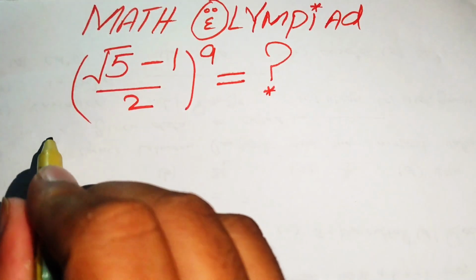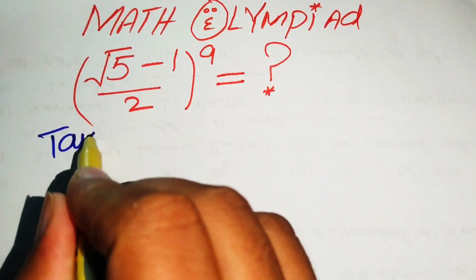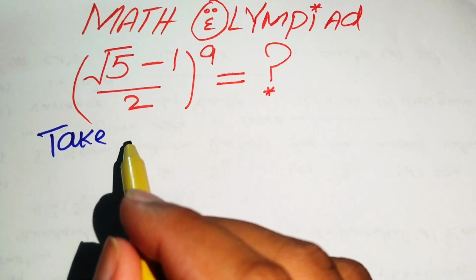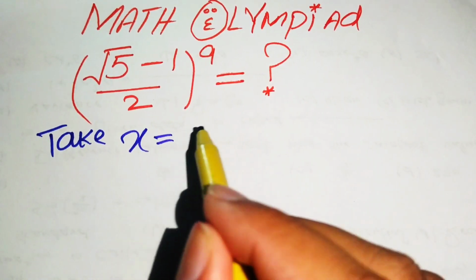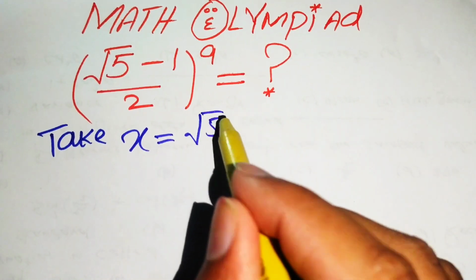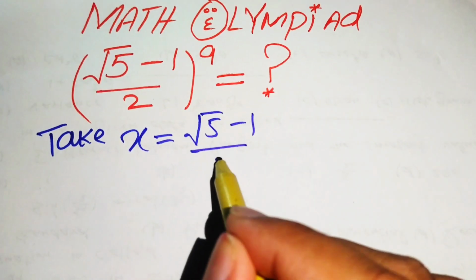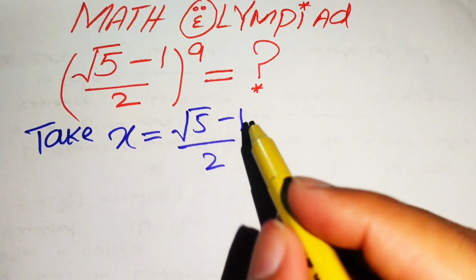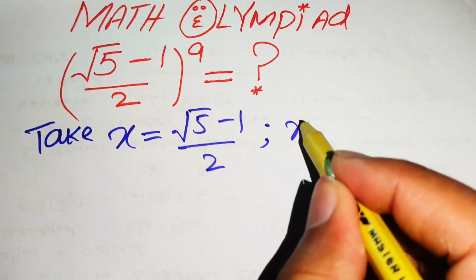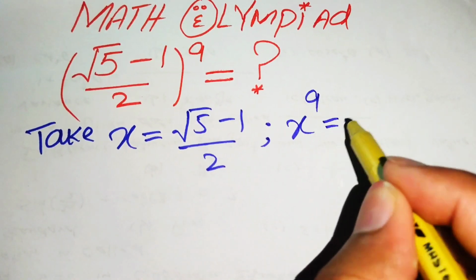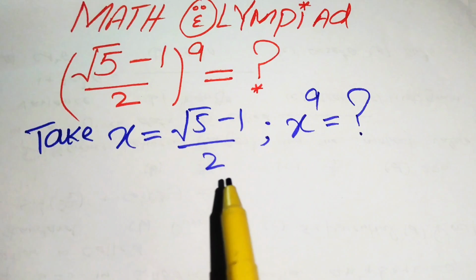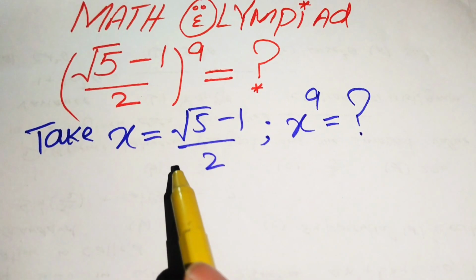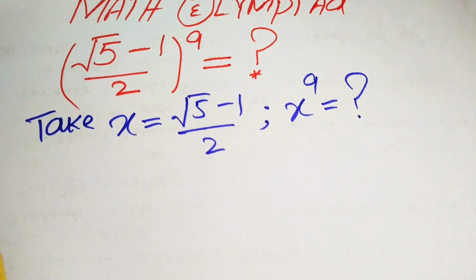The very first step is to take the base of this term equal to x, so we write x = (√5 − 1)/2. If the base is x, then we need to find the value of x to the power of 9. So we first simplify this term, and then find x to the power of 9.